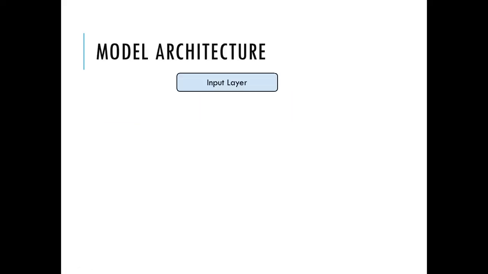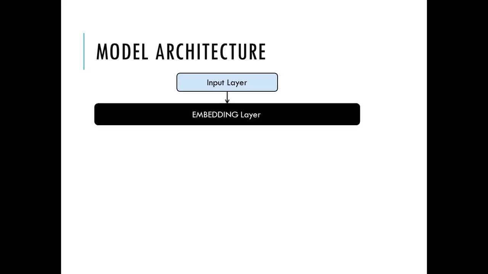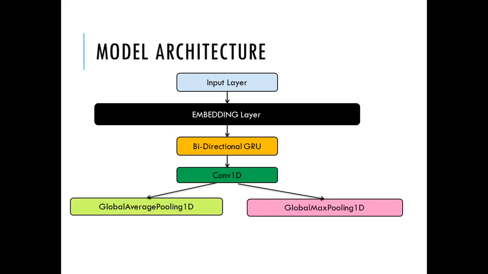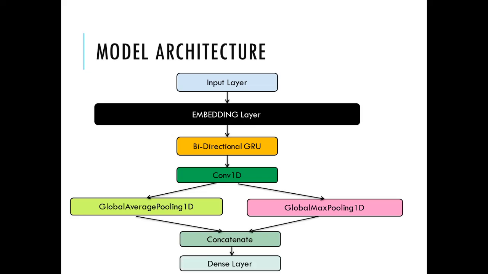The first layer is the input layer. The output of input layer feeds into embedding layer. Next, I added two layers, bidirectional GRU and Conv1D. Feed from Conv1D goes into two parallel layers. Those are global average pooling and global max pooling. Then we concatenate the output of average pooling and max pooling and feed into the final dense layer.